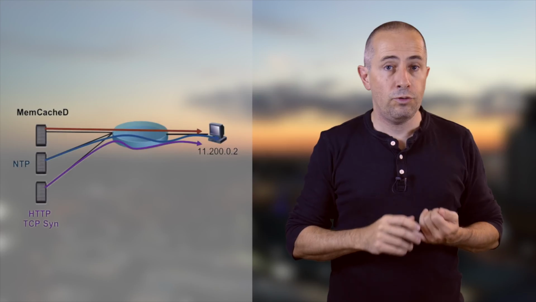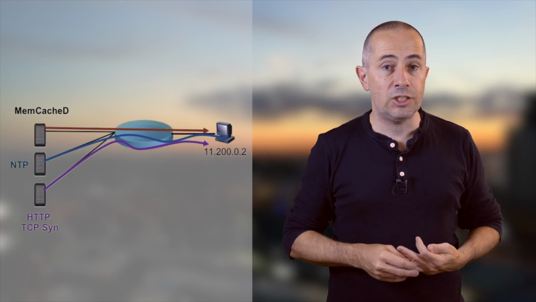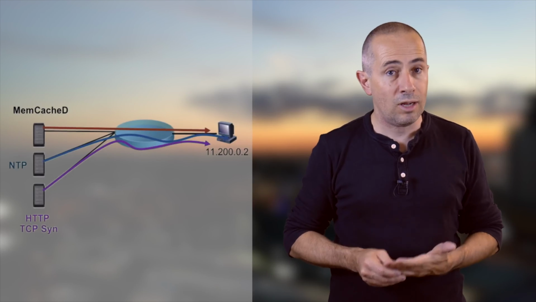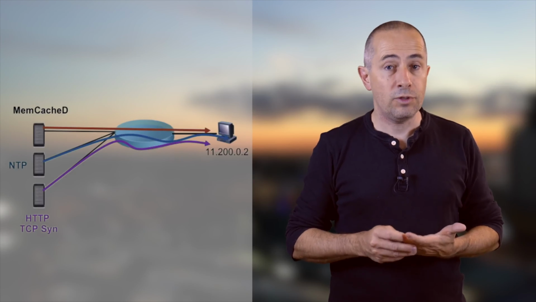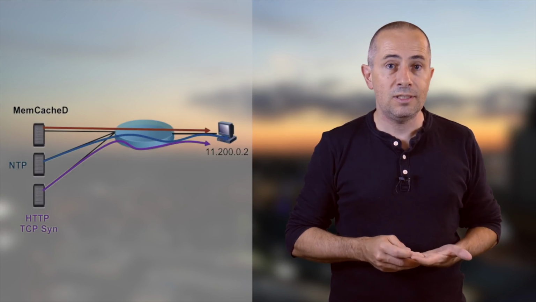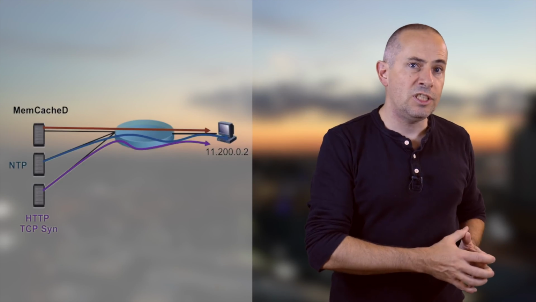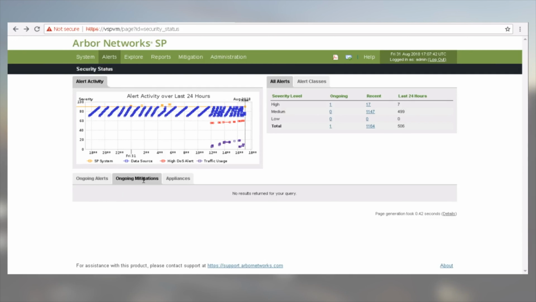During this demo, we'll use three different attack vectors. First, a MemCacheD amplification. Second, an NTP amplification, and last, a TCP SYN flood. The first two can be handled on the router with Flowspec. The last one will require a more advanced system to challenge the TCP traffic and differentiate the malicious packets from the legitimate sessions. We start by checking the Arbor GUI and we verify we don't have any current ongoing alert.